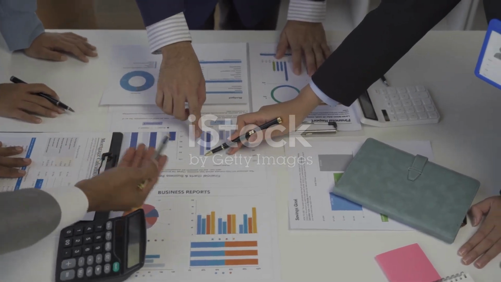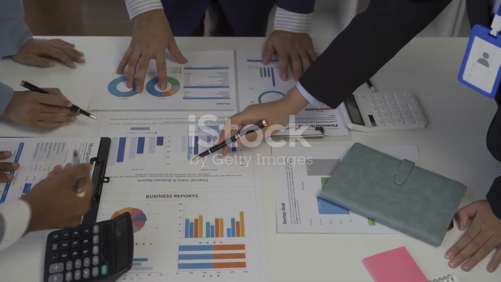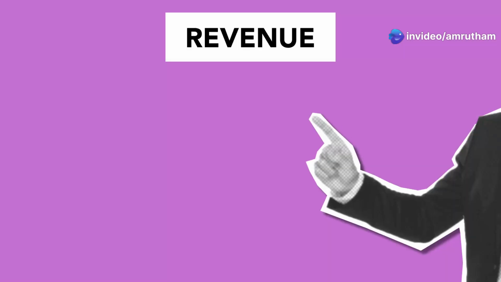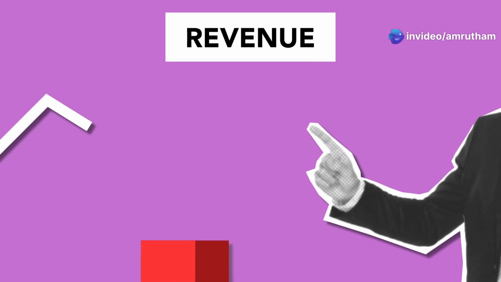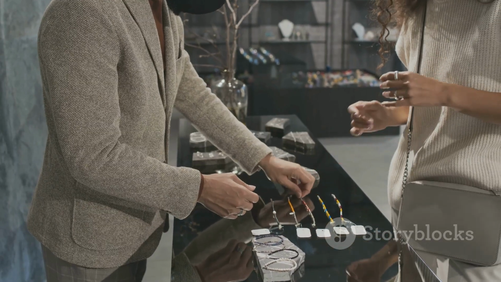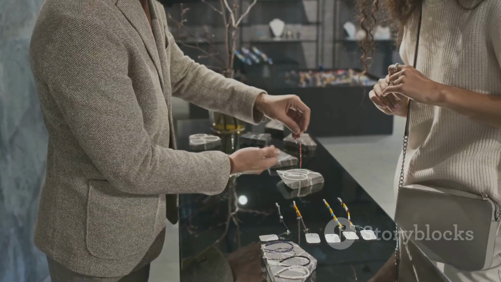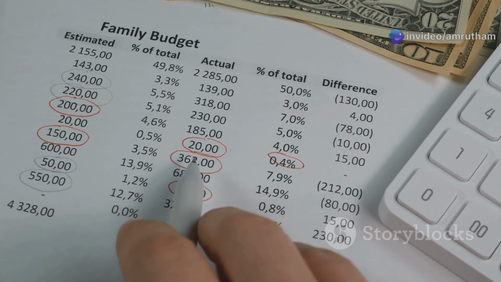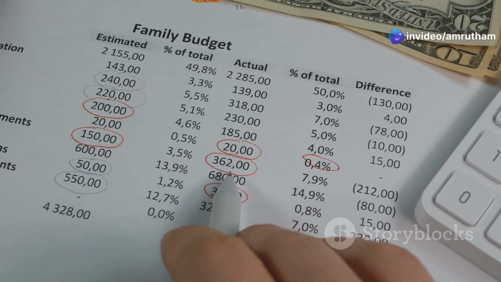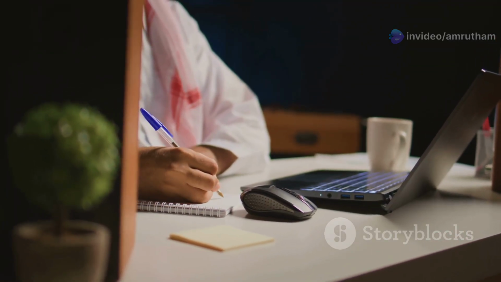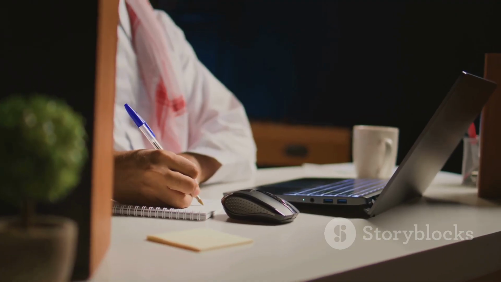Let's break down the income statement into its key parts: revenue, expenses, and profit. Revenue is the money a business earns from selling its products or services. For example, if you sell handmade jewelry, your revenue is the money you make from those sales. Expenses are the costs incurred by a business in its operations. This could include things like rent, electricity bills, raw materials, and salaries.